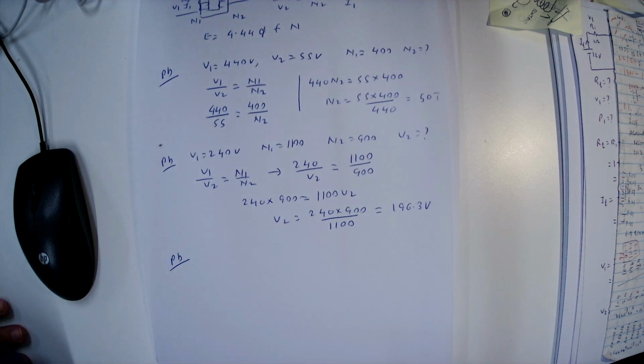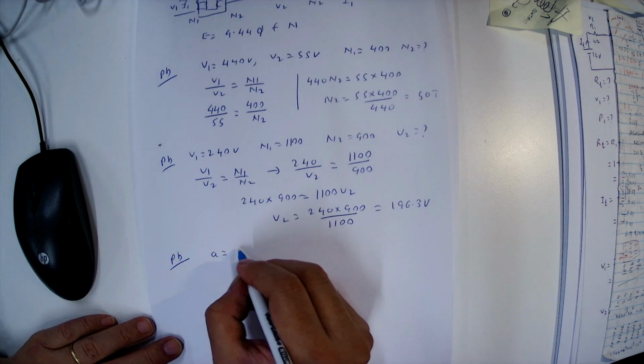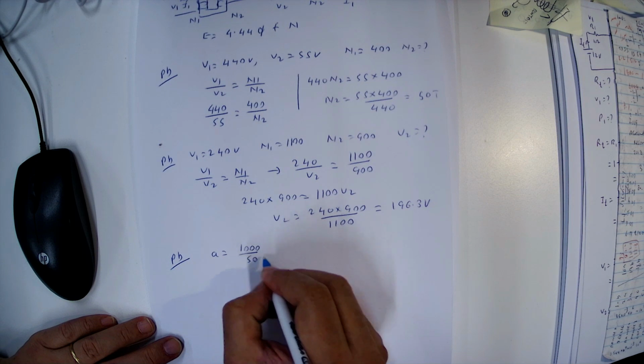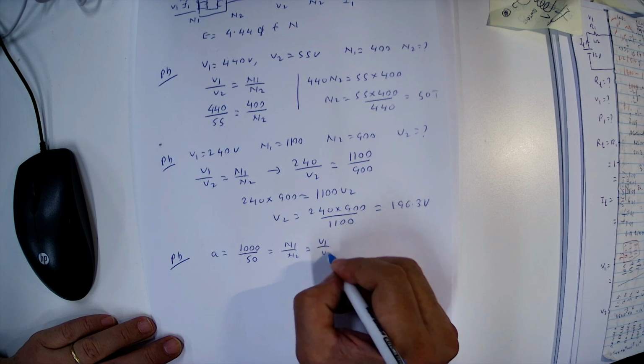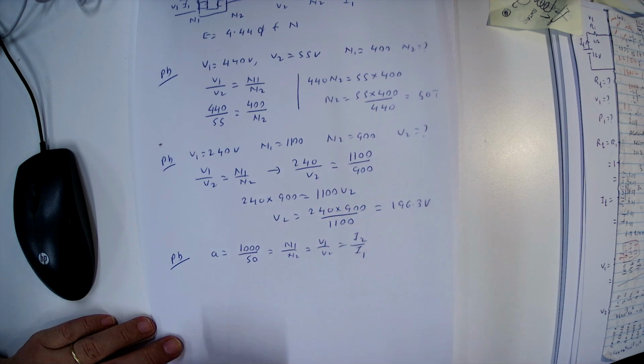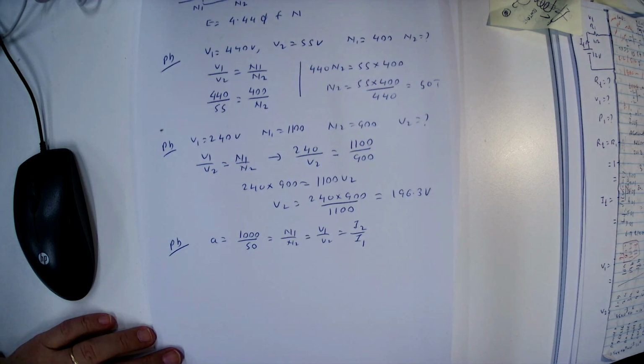The next problem. A transformer has the turn ratio 1000 to 50. We need to determine the secondary voltage if 240 volt is applied to the primary. This means the turn ratio A is given as 1000 to 50. A is equal to N1 by N2 equal to V1 by V2 equal to I2 by I1. If the turn ratio of the transformer is given, we can take the N1 by N2 ratio, or the V1 by V2 ratio, or the I2 by I1 ratio. This is the turn ratio A.